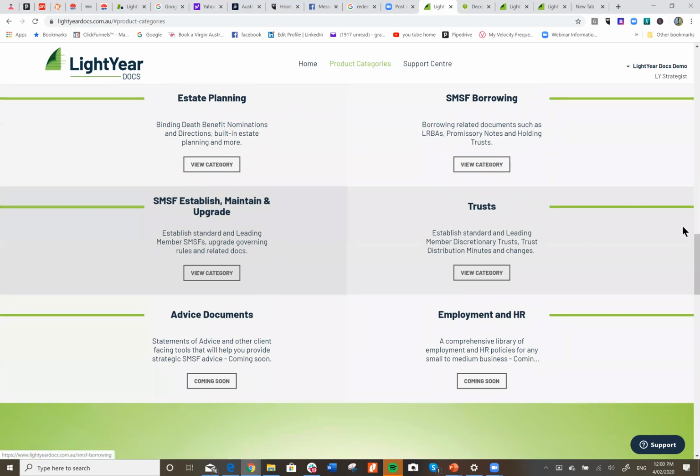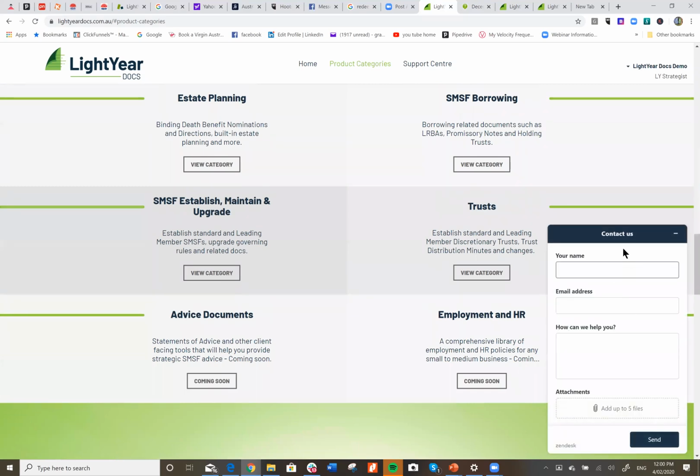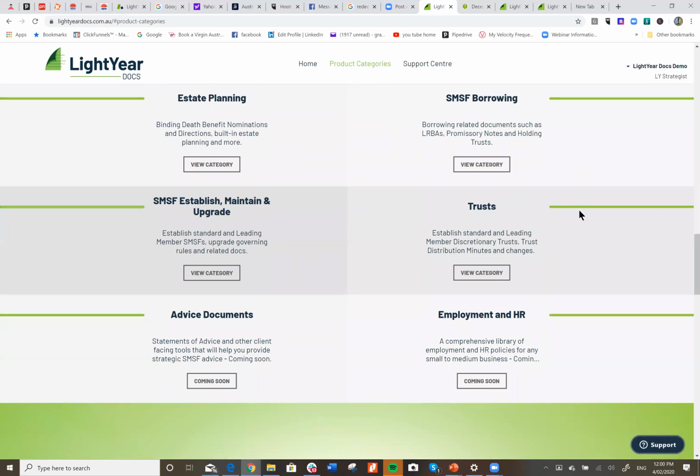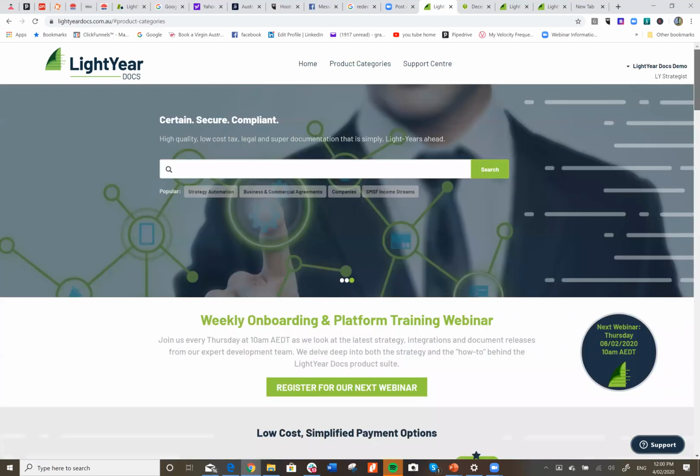But again, feel free to use this little button down here. You can have a look at the support, just click contact us. How can we help you? Want to do any attachments, go in there. And that then pops up straight away in our system, so we can be well and truly on top of that.